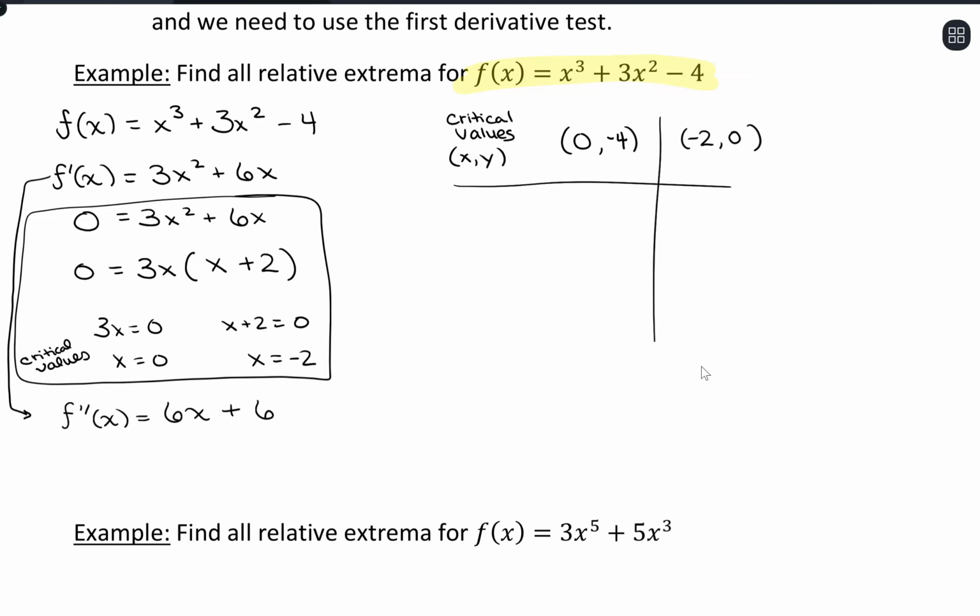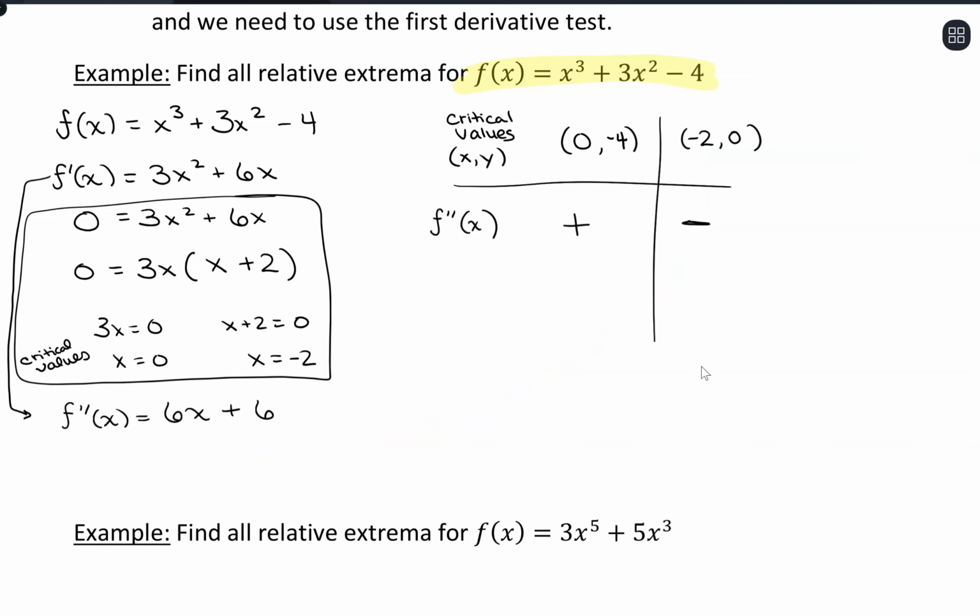So what we want to do is evaluate the second derivative at these points, which is really just plugging that x coordinate into the second derivative function. And again, all we want to know is if it's positive or negative. If we plug in 0, that's going to be a positive 6. So we're getting a positive number out. If we plug in negative 2, negative 12 plus 6 is a negative 6.